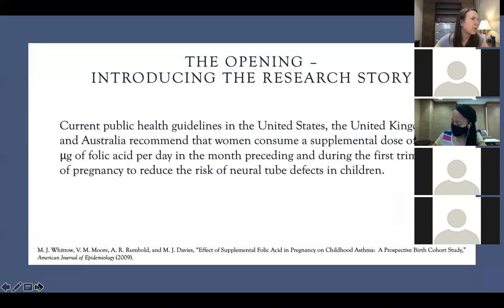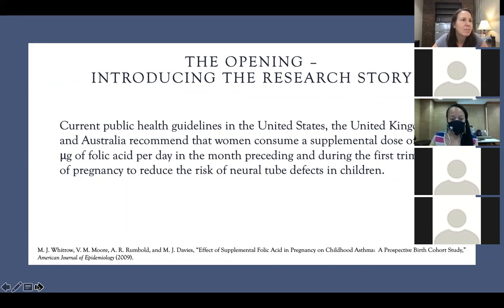So let's look at another opening. "Current public health guidelines in the United States, in the United Kingdom, and Australia recommend that women consume a supplemental dose of 400 micrograms of folic acid per day in the month preceding and during the first trimester of pregnancy to reduce the risk of neural tube defects in children." So what is this paper going to be about?